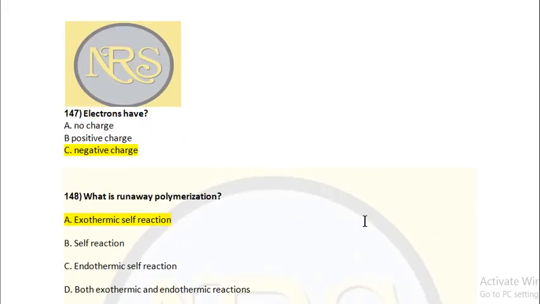Question number 147. Electrons have option A no charge, option B positive charge, option C negative charge. Everyone knows proton positive, neutron no charge, electron is negative charge. It all comes under the atom. So option C, negative charge, is the correct answer for question number 147.